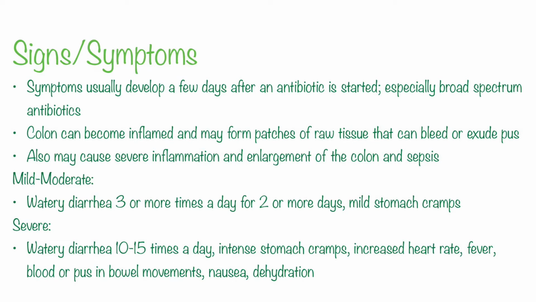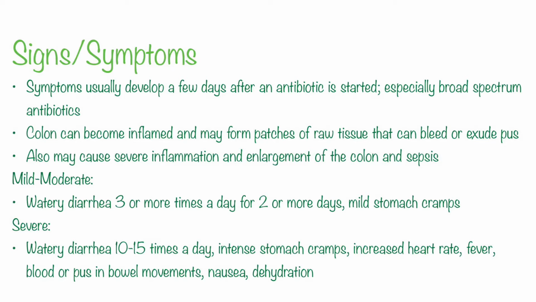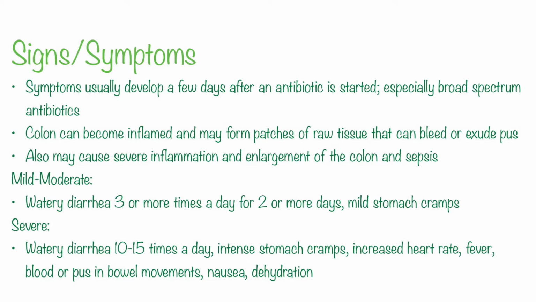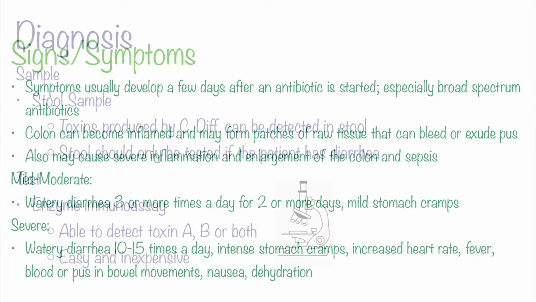Mild to moderate symptoms include watery diarrhea 3 or more times a day for 2 or more days and mild stomach cramps. Severe symptoms include watery diarrhea 10 to 15 times a day, intense stomach cramps, increased heart rate, fever, blood or pus in bowel movements, nausea, and dehydration.